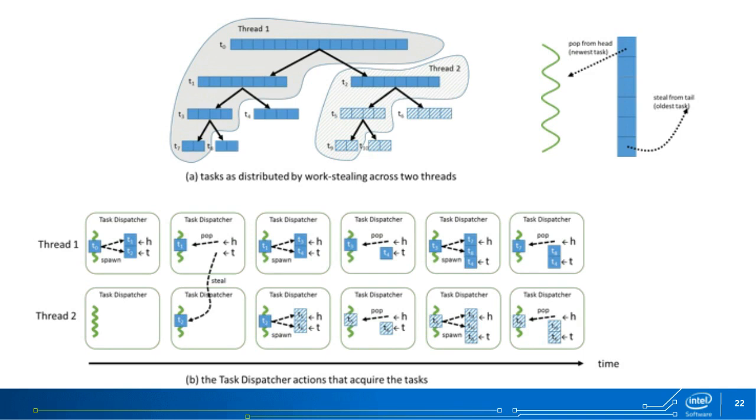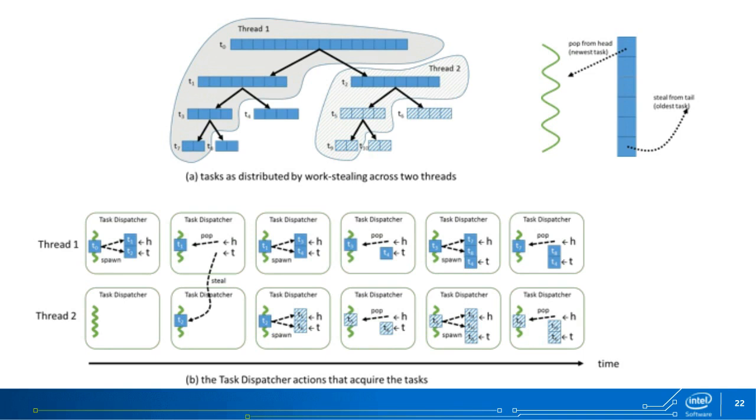What they have is a double-ended queue in their task dispatcher. When a thread needs to get work, it first looks at its own local queue, and it pops from the head of that queue. So this is the most recently created piece of work it's going to grab. If, however, there's nothing in its local queue, it's going to look around randomly and steal from some other worker thread. And when it does this steal, it's going to take the oldest thing that was in that other thread's queue.